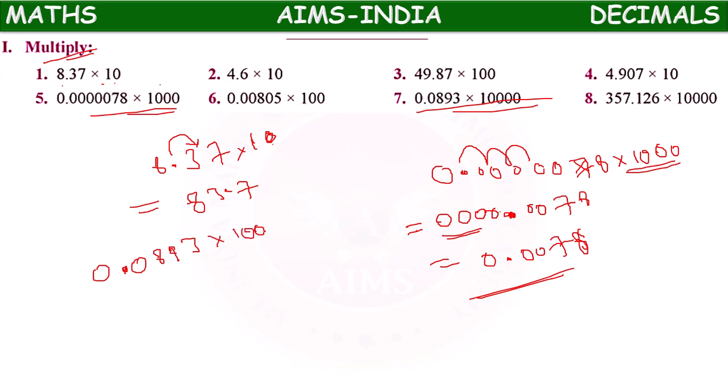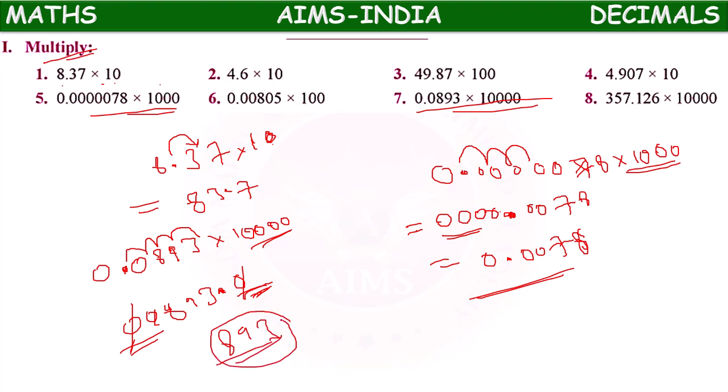0.0893 into 10,000. Here we are having four zeros. So the point will move four places. 1, 2, 3, 4. Means 00893 point. After the point we can keep 0. But zeros on the left side before the decimal point, and zeros on the right side after the decimal point, don't have any value. This 0, this 0, this 0 we can strike off. Simply the answer is 893. Like that we can multiply.